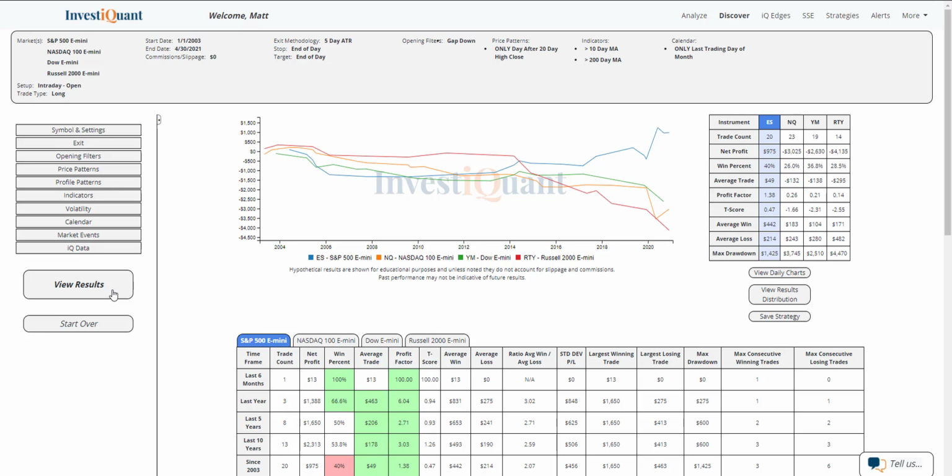Historically, we've got 20 samples here for the S&P, 23 for the NASDAQ, 19 for the Dow, and 14 for the Russell. So not a huge sample size on some of those, but the win rates on them are all in agreement and they are a bit weak. S&P coming in at 40%, NASDAQ 26%, Dow 37%, and Russell 29%.